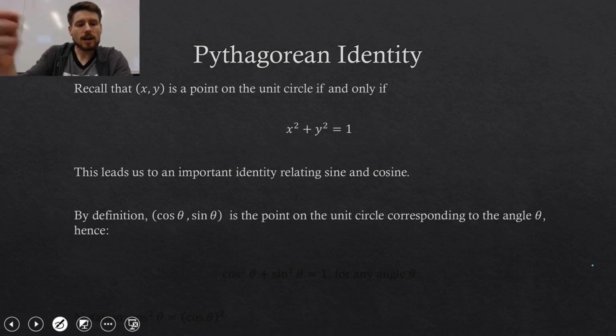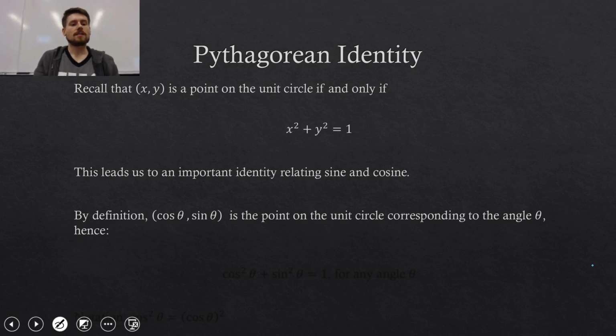We know (cosine theta, sine theta) is the point on the unit circle that matches that angle theta. So when you draw your angle, cosine is the x-coordinate for that point and sine is the y-coordinate for that point on the unit circle. Therefore, cosine is my x, sine is my y.